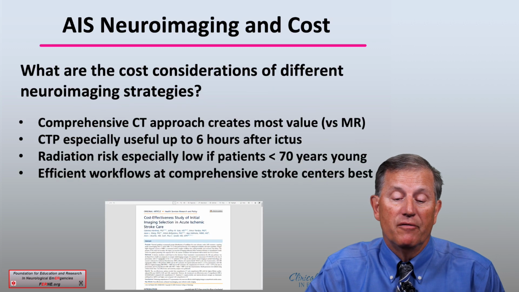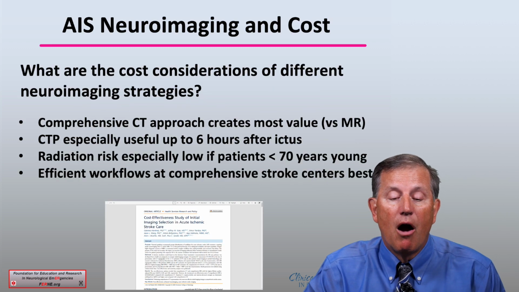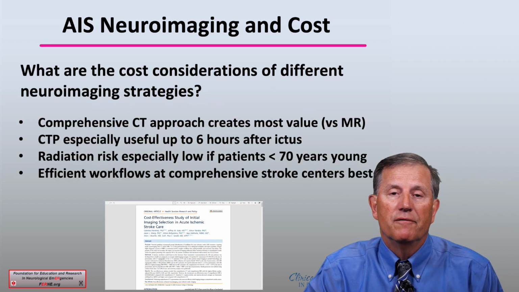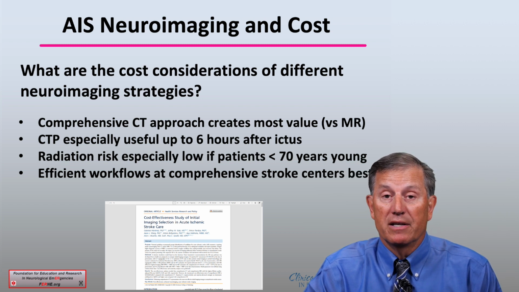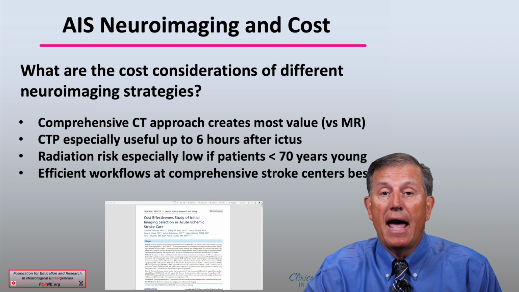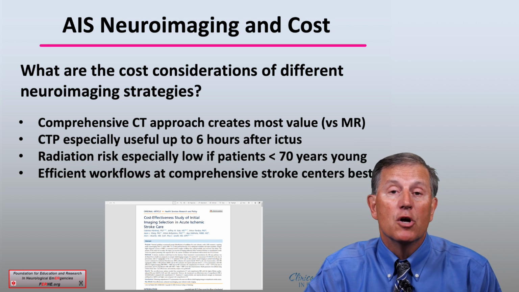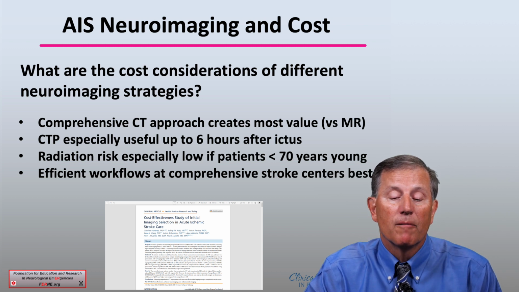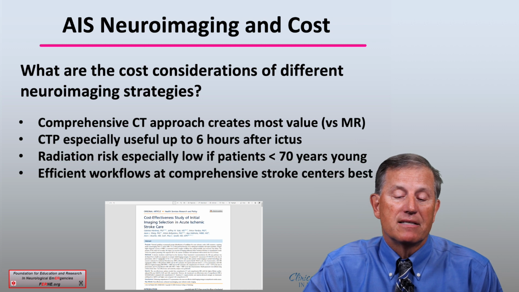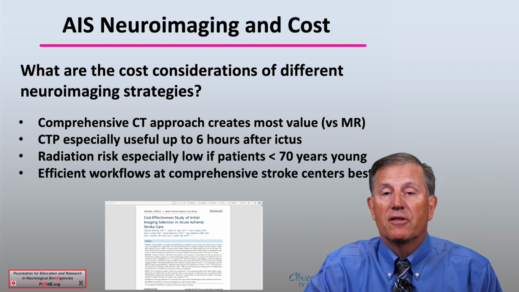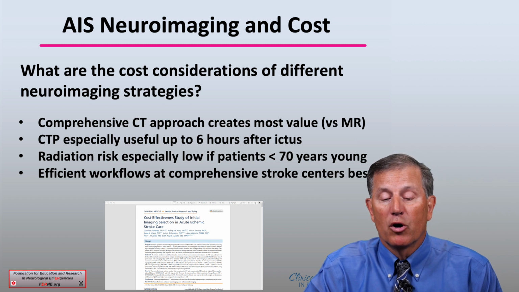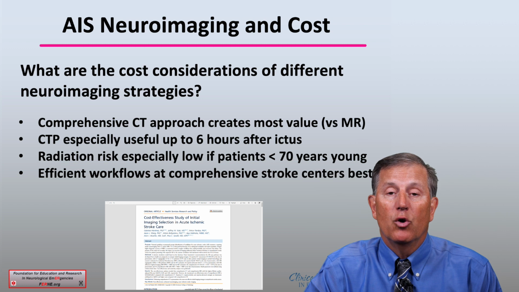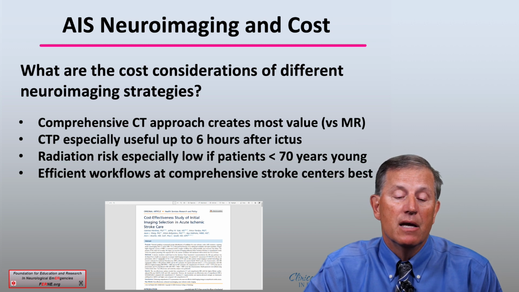What about neuroimaging cost? We made a mention of this, but let's consider it. Are the cost considerations of different neuroimaging strategies important to us as we consider both the acute costs and the long-term costs in patients who are disabled from stroke? So a comprehensive CT approach does create the most value. That is, the NCCT, CTA, CTP is more cost effective than waiting and utilizing MR therapies.